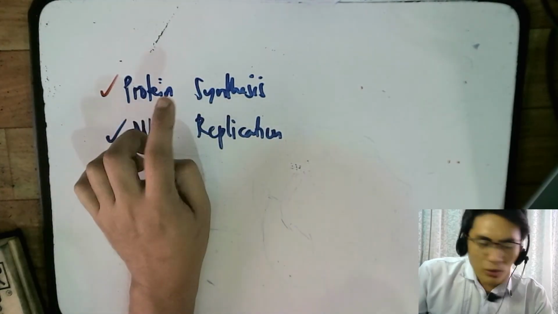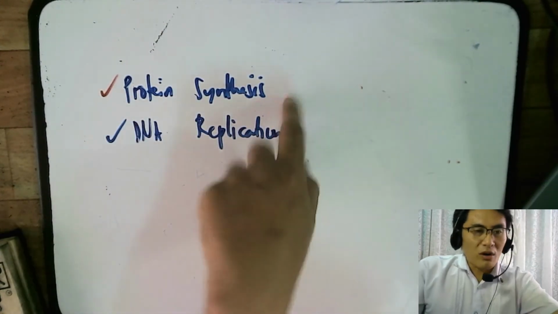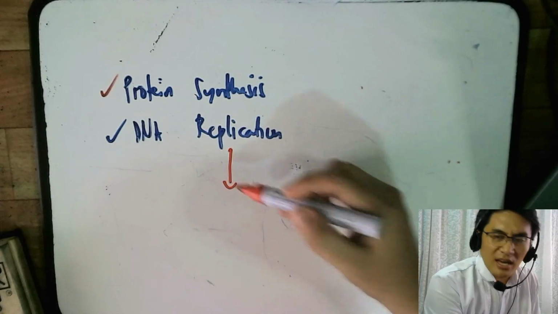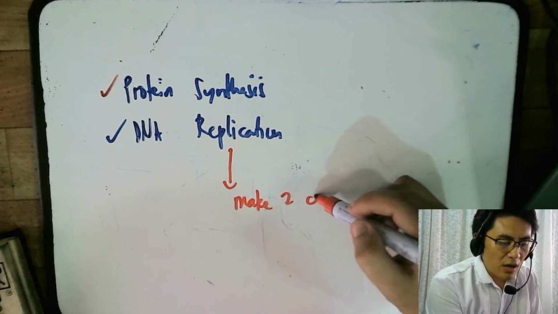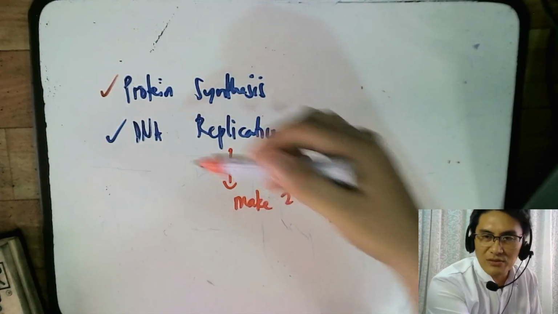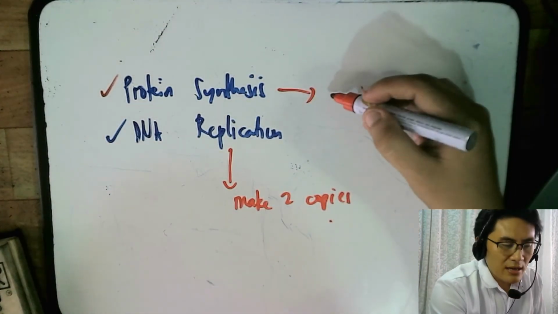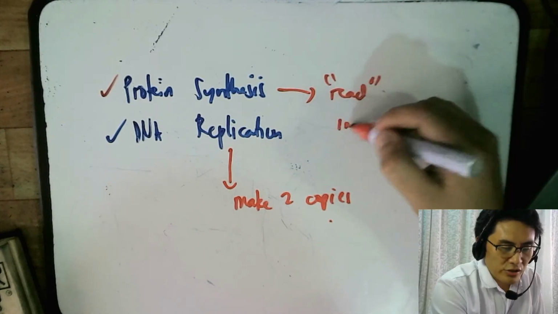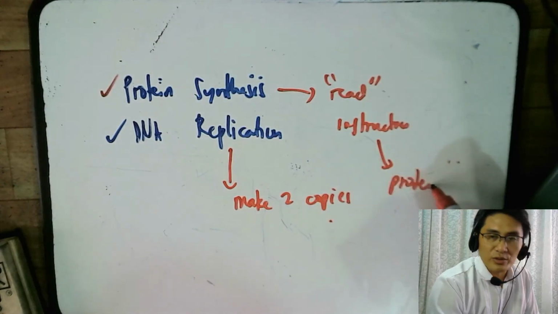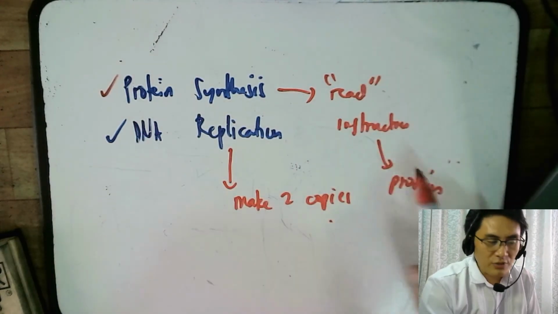Protein synthesis is different. You're not photocopying. You are reading the particular pages. You are following the instructions. You are creating proteins. So I want to emphasize this. Replication's goal is just to make two copies of the instructions, but not to follow the instructions and make proteins. In protein synthesis, you are reading the instructions, because the hope is that from the instructions in the DNA, you can produce a protein. That's why it's called protein synthesis. You are synthesizing a protein based on the instructions from the DNA.